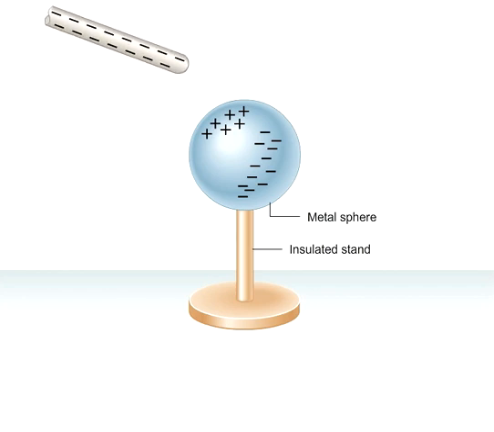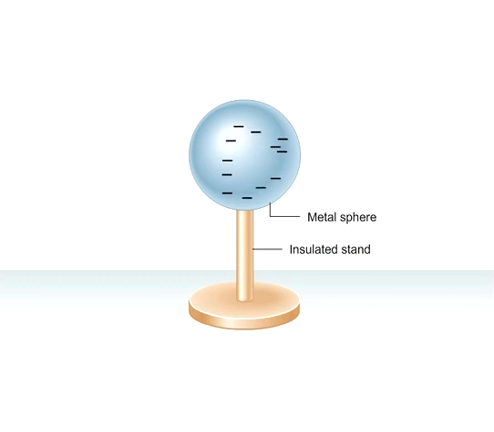As the rod is removed from the sphere, the excess negative charge becomes evenly spread out across the surface of the sphere. This method of placing a net charge on the sphere is called charging by contact. An important thing to note is that the excess charge on the sphere has the same negative sign as the excess charge on the rod.